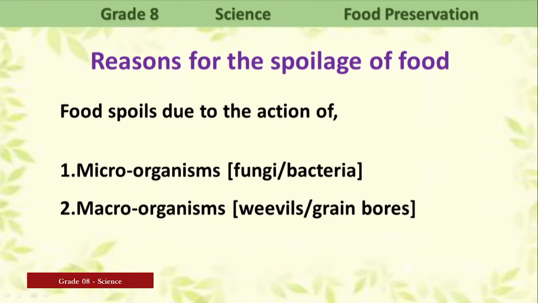Macroorganisms. The first type of organisms is microorganisms, the second type is macroorganisms. Actually, macroorganisms can be observed through our naked eye. The examples are weevils and grain borers. Right? I have given you only 2 examples. You may know some other answers.